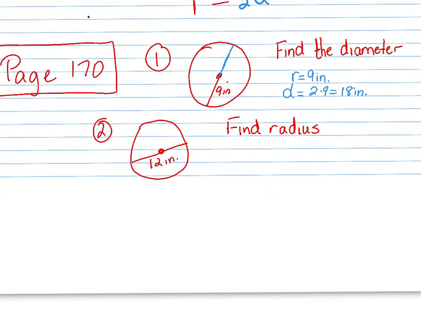Number 2 says find the radius. What are we given on number 2, Chase? We know the diameter is 12 inches. We only want that much of it, right? So how do we find the radius, Lainey? It's just half of 12, right? Or take 12 and divide by 2, and what do we get, Lainey? You get 6 inches, right?